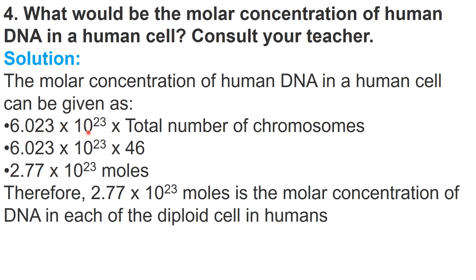6.023 into 10 to the power 23. These total base pairs are present in the human genome. So we will multiply this with the total number of chromosomes simply. So this is multiplied by 46, that is the total number of chromosomes, and the resulting value will be the molar concentration of human DNA in a cell. So this is the molar concentration of DNA in each diploid cell in human.